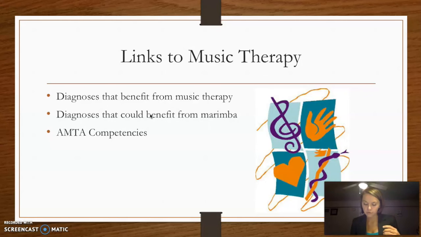According to AMTA, the American Music Therapy Association, which is the national group for music therapists, music therapists must be competent in voice, piano, guitar, and percussion. And we must utilize basic percussion techniques on several standard and ethnic instruments. A marimba is a standard instrument, and it is never used in music therapy treatment. And I think that it's really important to address this.